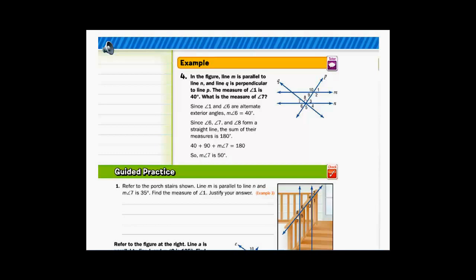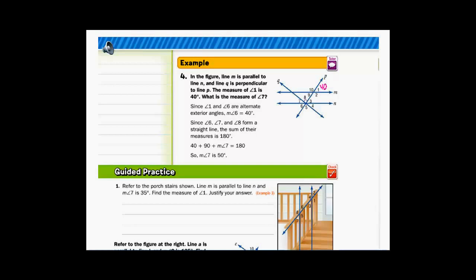So, last example. In the figure, line M is parallel to line N, and line Q is perpendicular to line P. The measure of angle 1 is 40. Put that in there. What is the measure of angle 7?